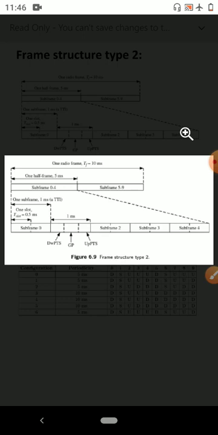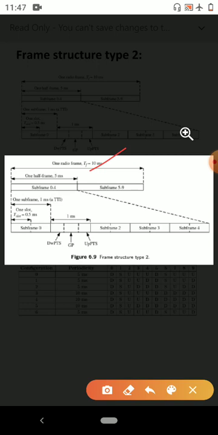It is designed for coexistence with legacy systems such as the 3GPP time division synchronous code division multiple access based standard, that is TD-SCDMA standard. As shown in the figure, each radio frame of frame structure type 2 is of length 10 millisecond, which consists of two half frames of length 5 millisecond each. Each half frame is divided into 5 subframes with 1 millisecond duration.